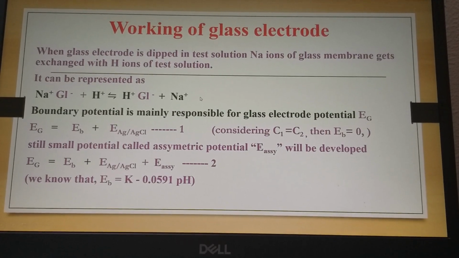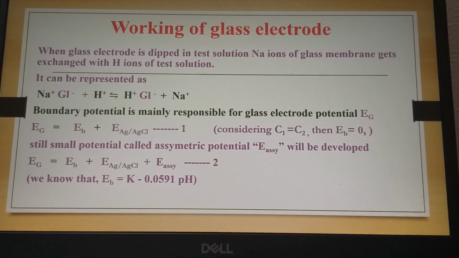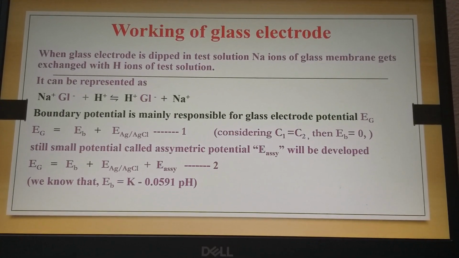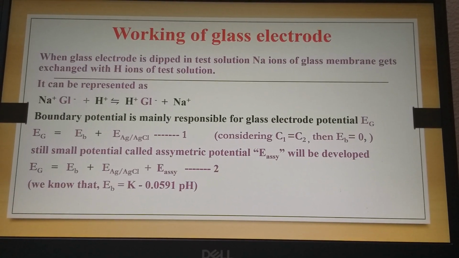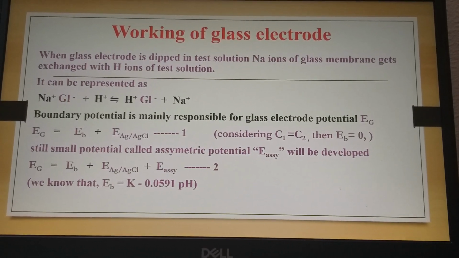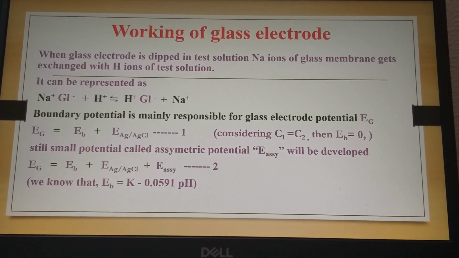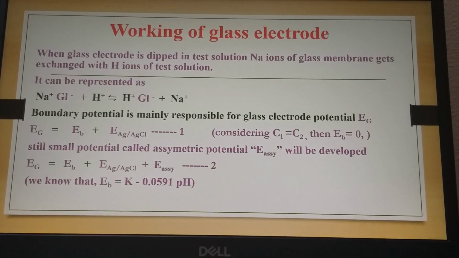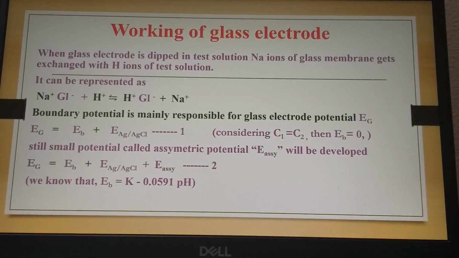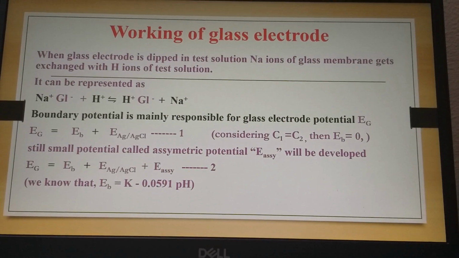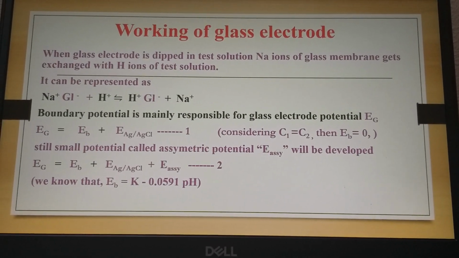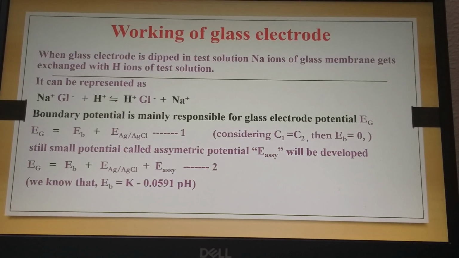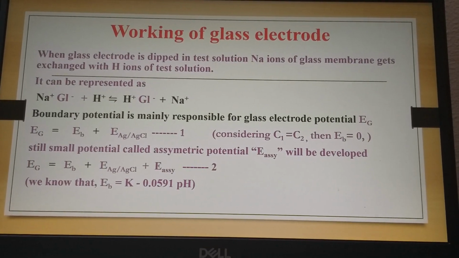So, the glass electrode potential Eg is a sum of both the boundary potential Eb and the potential due to the internal reference electrode, that is E AgAgCl. Now if we consider the concentration of the two electrolytes inside the bulb and outside, that is in the test solution, is the same, then Eb will be 0.